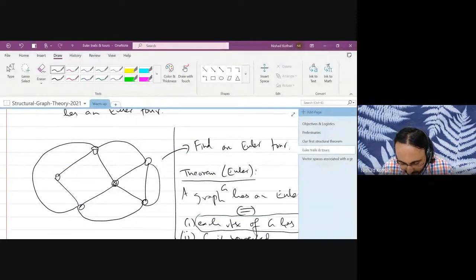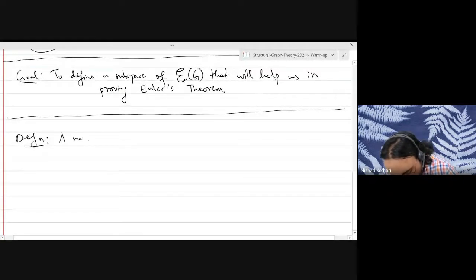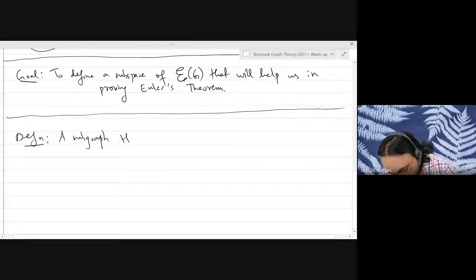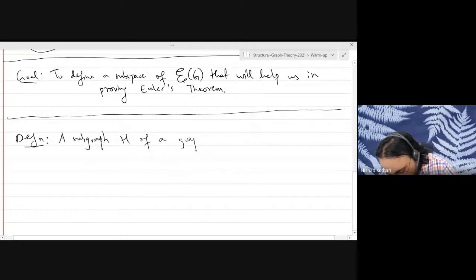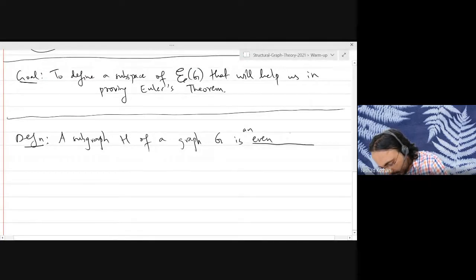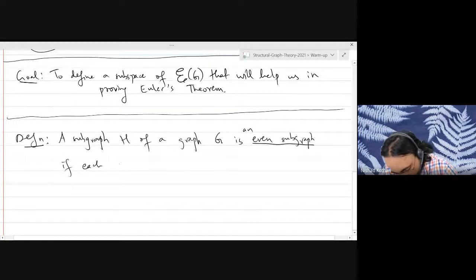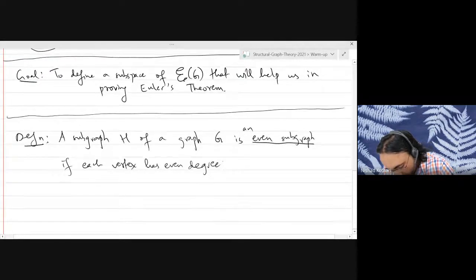Okay, so let's define this. A subgraph H of a graph G is an even subgraph if each vertex has even degree with respect to the graph H, right? We are not looking at the degrees in G, we are looking at the degrees in H.